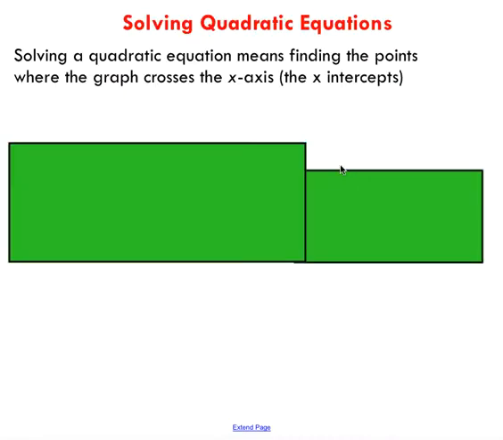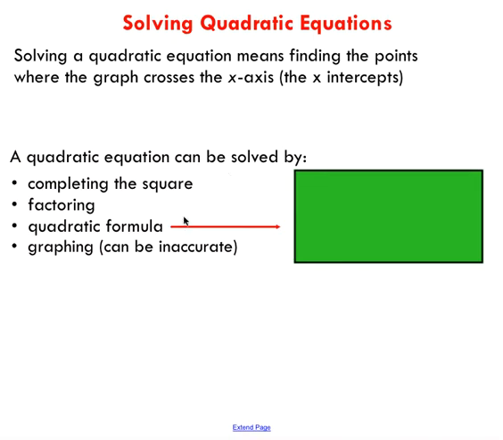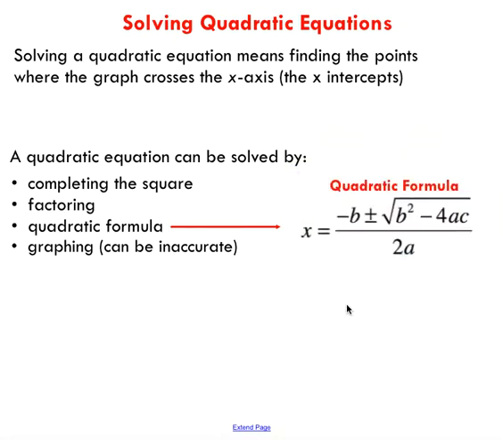All right, so first of all, solving quadratic equations involves finding the points where the graph crosses the x-axis. These are called the x-intercepts. So in your studies of math, you've probably seen a couple different strategies. You can solve quadratic equations by completing the square, factoring, the quadratic formula, which is this nasty expression that you've probably seen, or by graphing. I'm not going to do graphing in this video, mostly because it's inaccurate, and all of these strategies really just give you a better solution. So you won't see graphing, but it can be used to find the x-intercepts if it has to be.